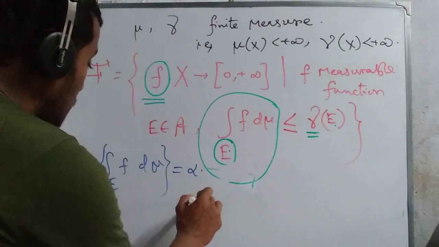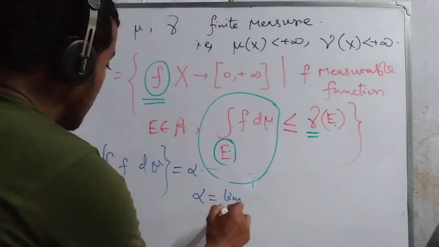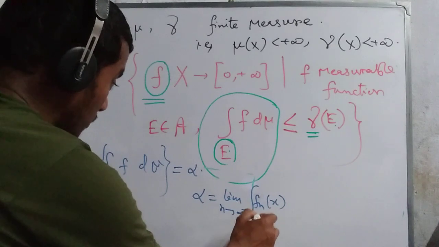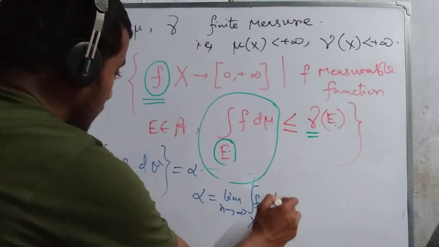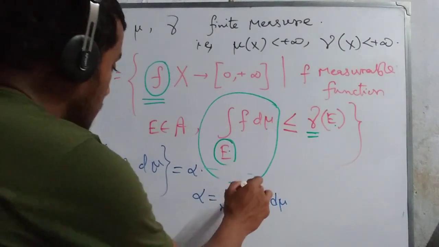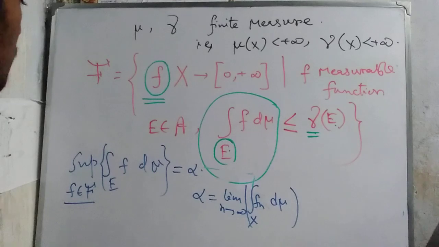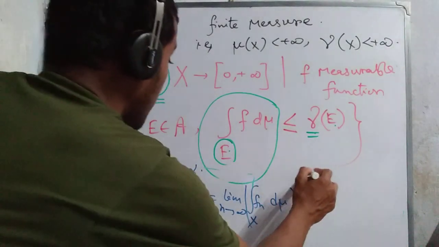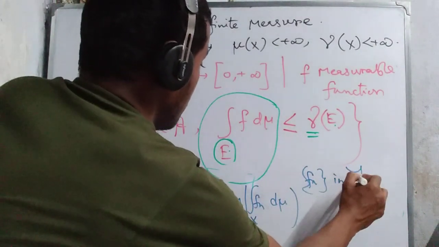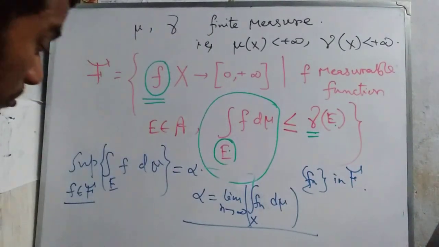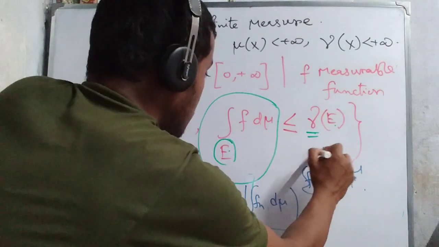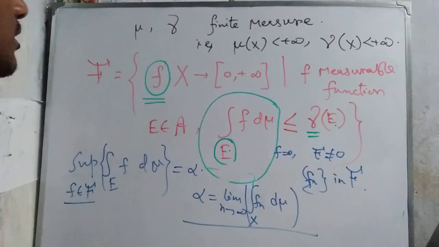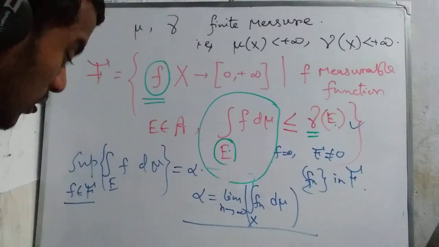Obviously we take alpha equal to the limit as n tends to infinity of the integral of fn dμ with respect to x, and this integral equals alpha. Why? Because the supremum of this is equal to alpha. That means if we take fn in this collection F, then this happens. And obviously this collection is not empty, because if f equals 0 then it satisfies this condition.